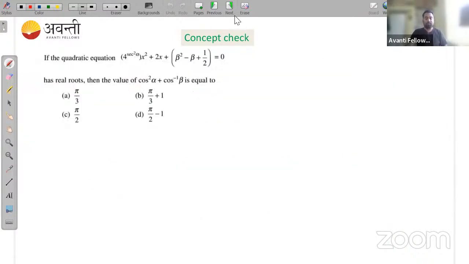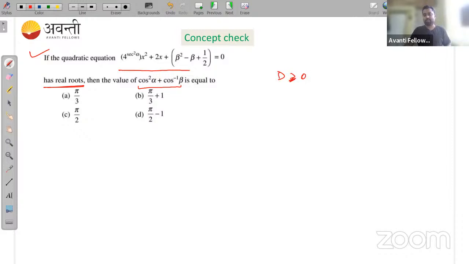Now, this is a question, a somewhat more difficult type of question. Try to solve it. The given quadratic equation has real roots. If it has real roots, then you need to find the value of cos square alpha plus cos inverse of beta. Let's solve. So the given quadratic equation has real roots, that means D is greater than or equal to 0.